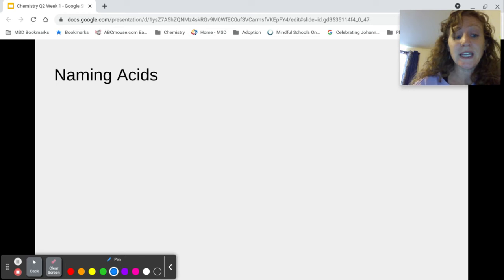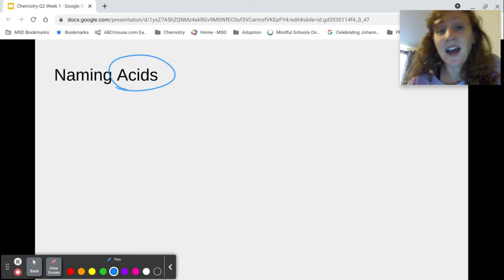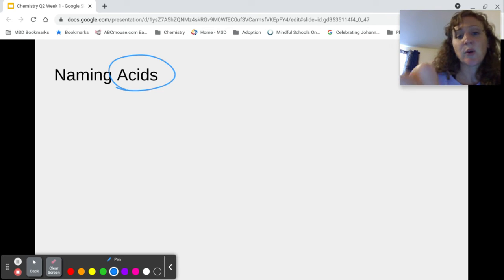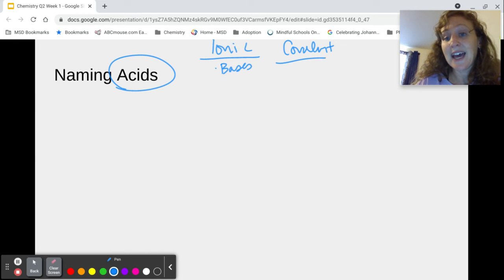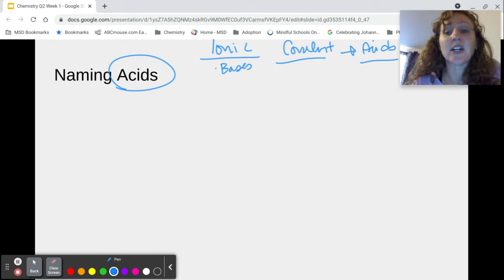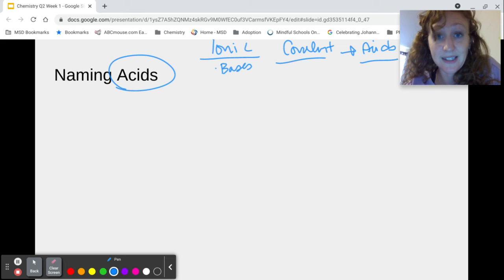However, when you name acids, acids are not named like a covalent compound. Acids are so prevalent and so important to industry and to different applications of chemistry that acids actually get their own naming system. So we talked about an ionic naming system, which includes bases. Bases are ionic compounds. We talked about covalent naming systems. And now acids, which are covalent compounds, they actually get their own naming system. So let's talk about what that system is.